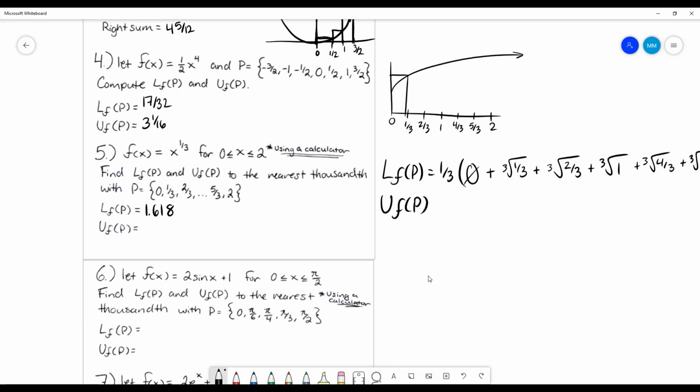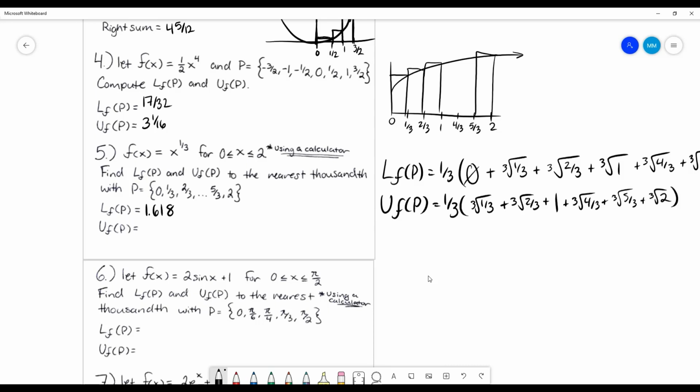Okay. Up next, we've got our upper sum, which is looking at this just the exact opposite, right? We're going to use a right sum here for the whole thing, which means we're not going to use that one, but we are going to make our way to using this height here. So again, factor out that 1/3. And now I've got cube root of 1/3 plus cube root of 2/3 plus 1 plus cube root of 4/3 plus cube root of 5/3 plus cube root of 2.